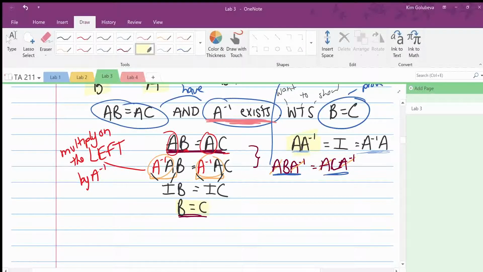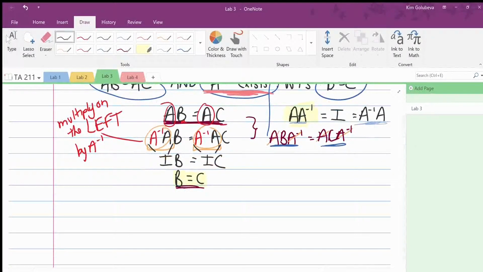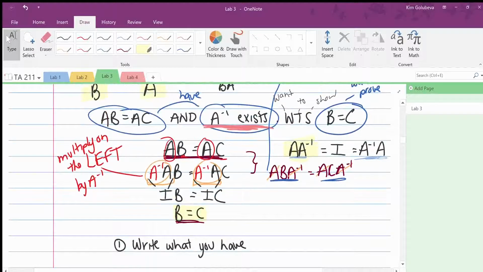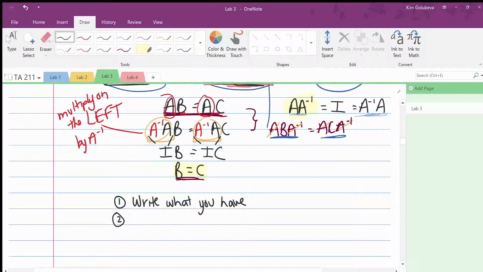So when approaching these questions, they can look sort of intimidating. The first step, I'd say, is to write what you have. That just means write all of the information that you have. In this case, we have that AB equals AC, and we have that A inverse exists. The second step, I would say, is to figure out what you want to show.